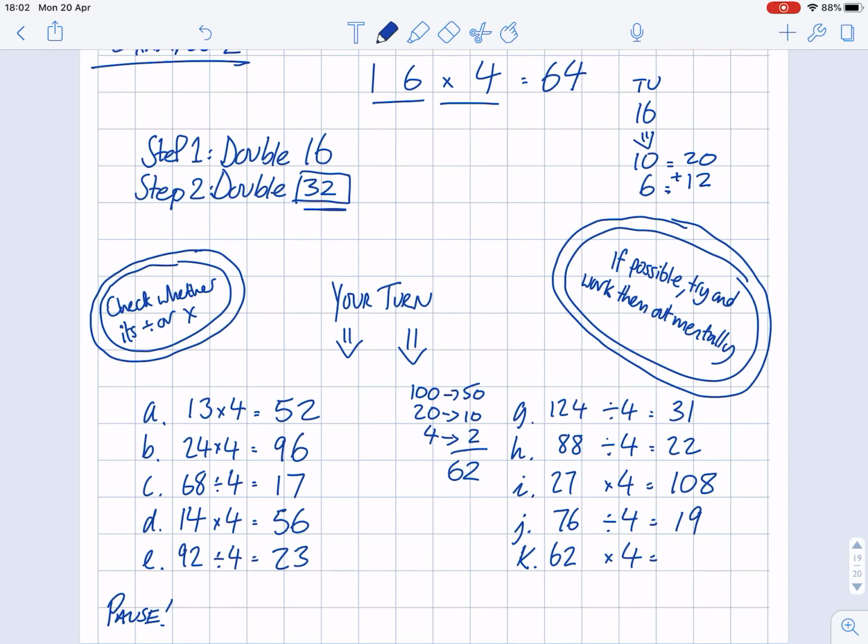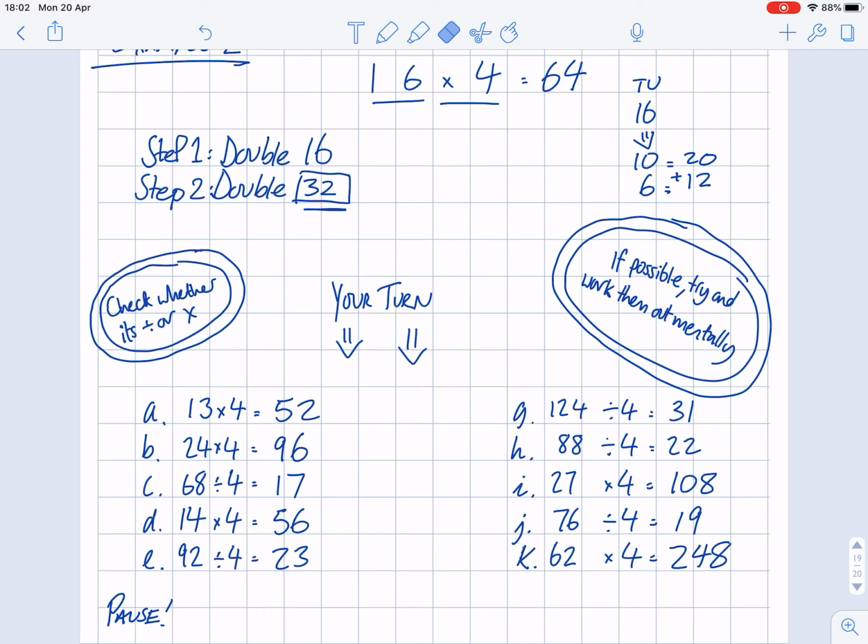And the last one, so I'm going to write it down. So I'm going to double 62 to get 124. And then double 124 would be 248. So there are your answers.